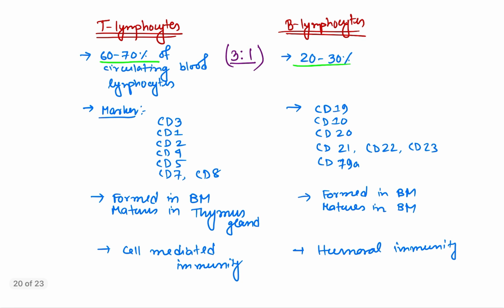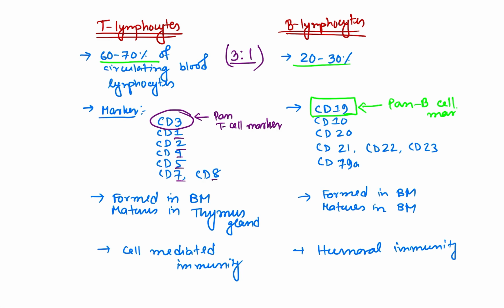And for T lymphocyte, the CD3 marker is the pan T cell marker. Other markers of T cell include CD1, 2, 3, 4, 5, 7, 8. And the pan B cell marker is CD19. The B cell markers include CD10, 20, 19, 21, 22, 23, 79A.